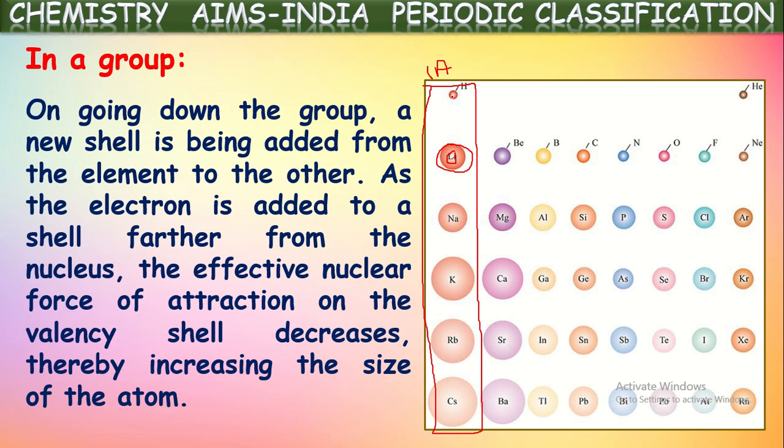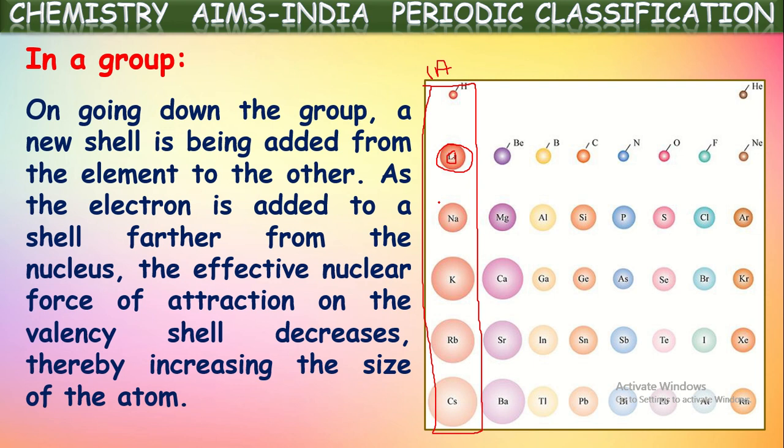increased. So what happens, the effective nuclear force of attraction on the outer electrons will be a little lower when compared to the small sized atoms, the upper elements which are having lower number of orbits. So as number of orbits increases, gradually size increases. Thus we can say in a group from top to bottom, atomic size increases.